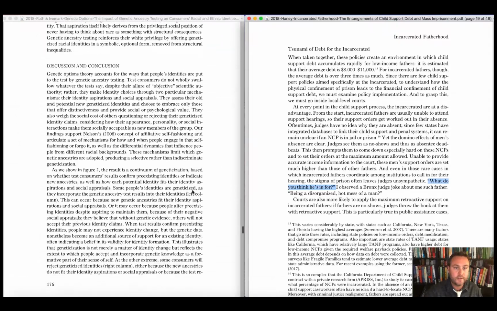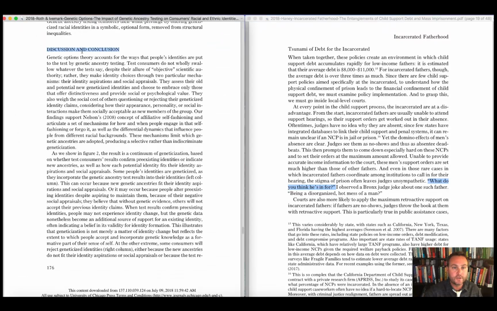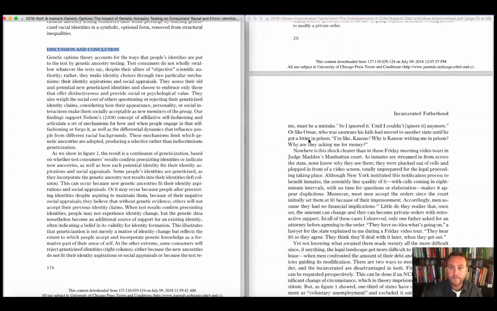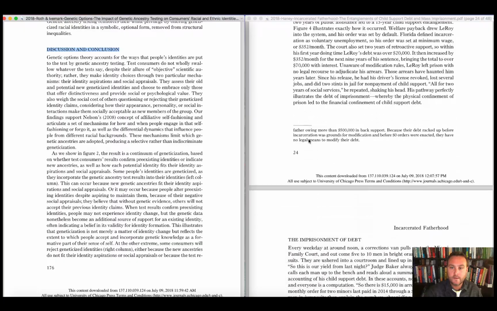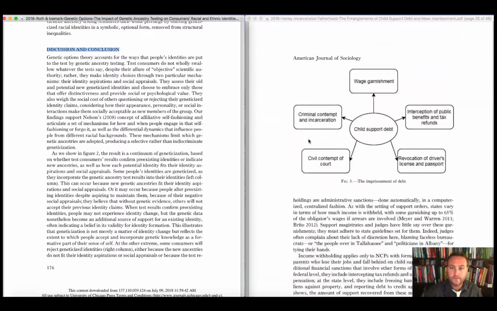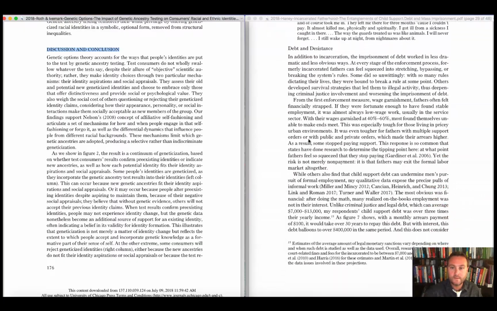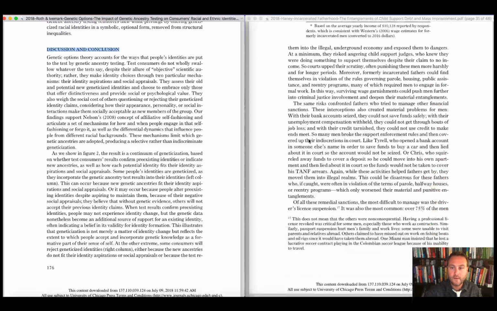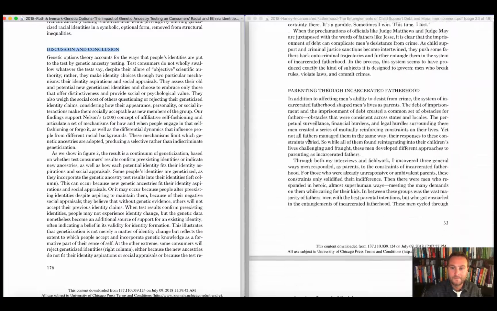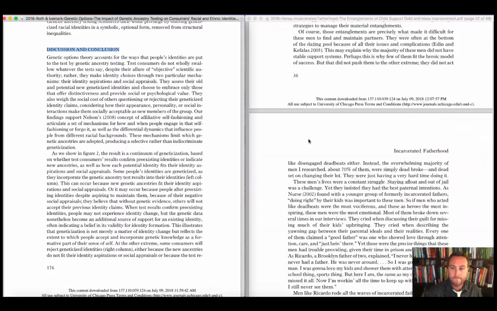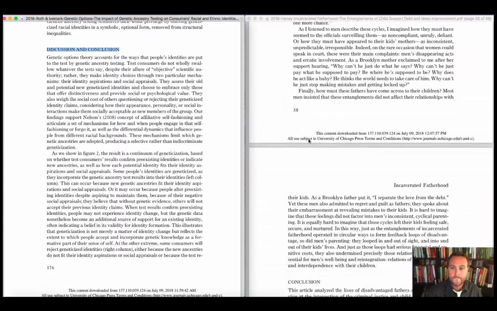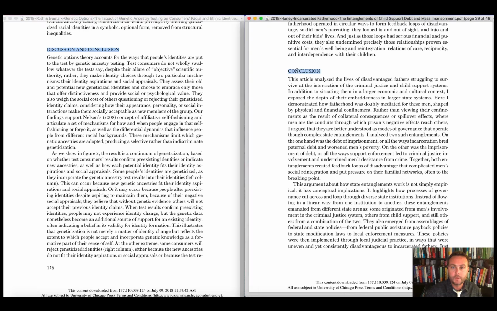until eventually we get to the discussion and conclusion. Several more pages of findings, more visuals, more findings, and somewhere in here, there we go, conclusion. And the discussion and conclusion sections really unpack the findings.